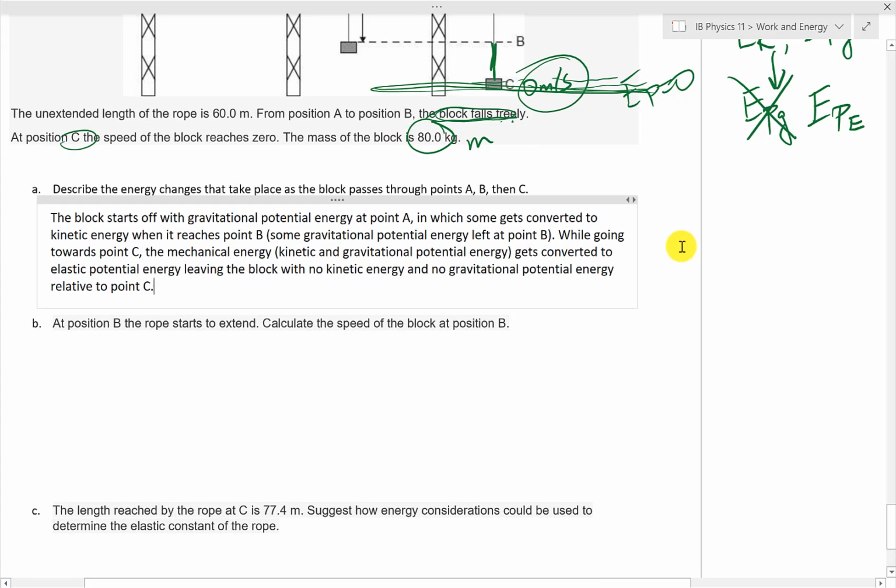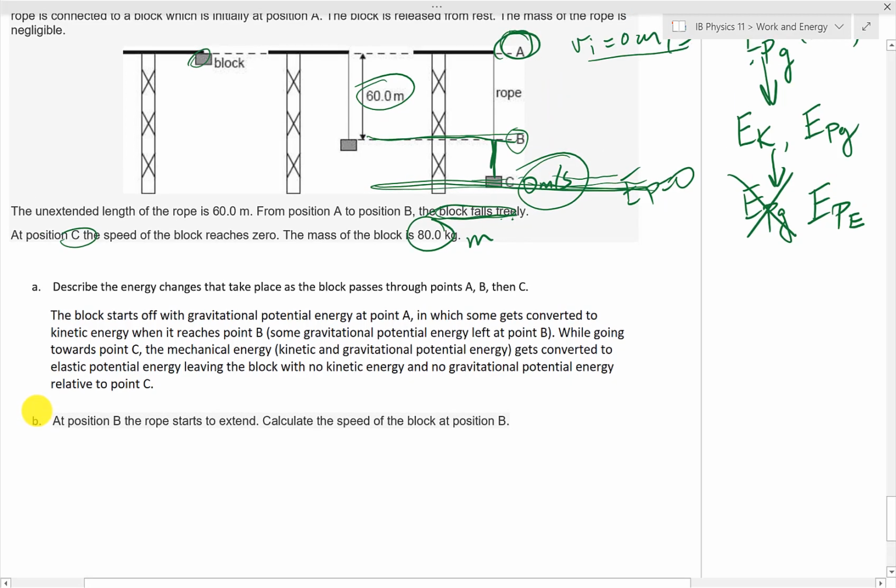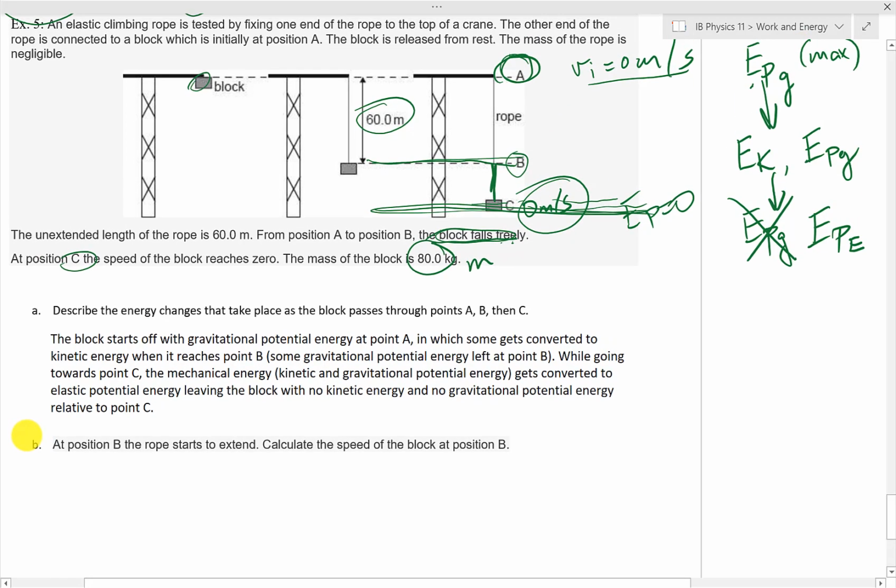Now for B, at point B the rope starts to extend. Oh, I went ahead of myself there. Calculate the speed of the block at point B. At point B, we're going to start getting elastic potential energy. But before that, all of the gravitational potential energy gets converted to kinetic energy from A to B. So let's say we only care about position B.